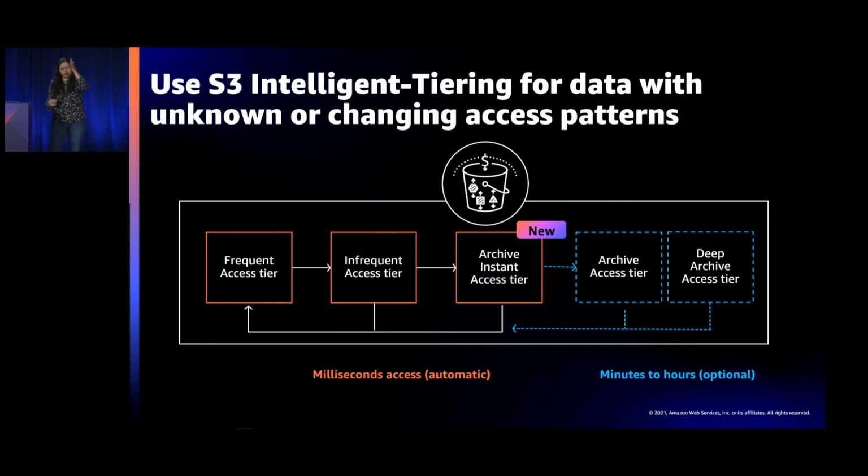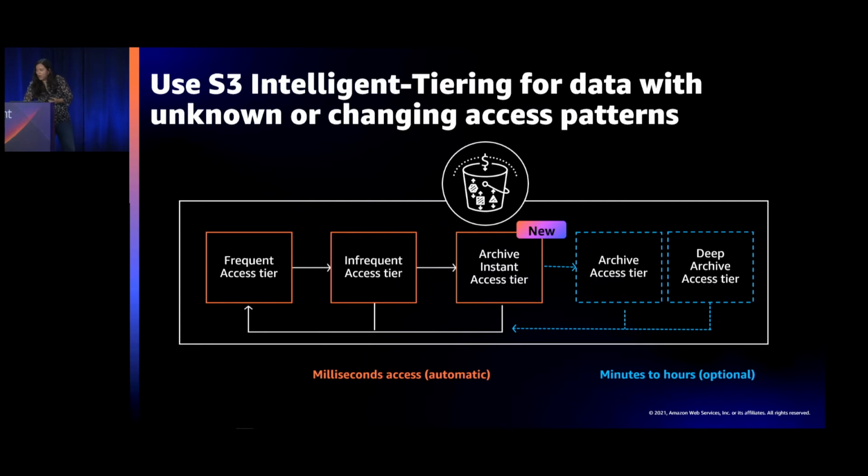After 30 consecutive days of no access, data automatically moves from the frequent access tier to the infrequent access tier. And then, if data is not accessed for 90 days, it automatically moves down to the archive instant access tier, which is similar to the S3 Glacier Instant Retrieval that we just announced last week.